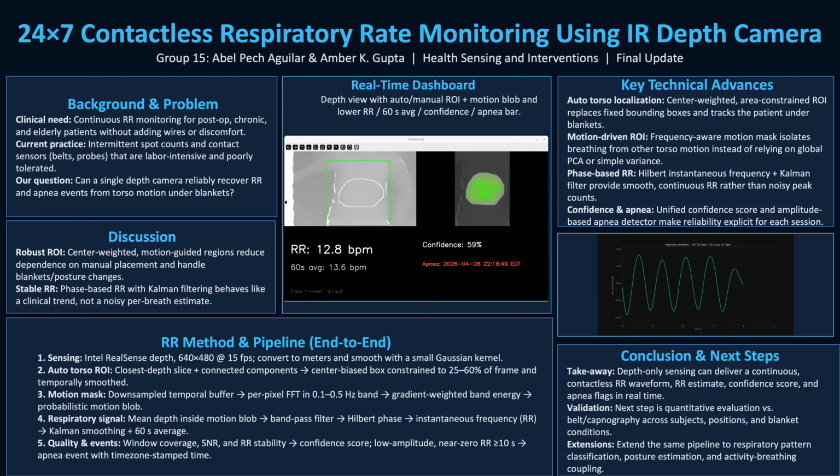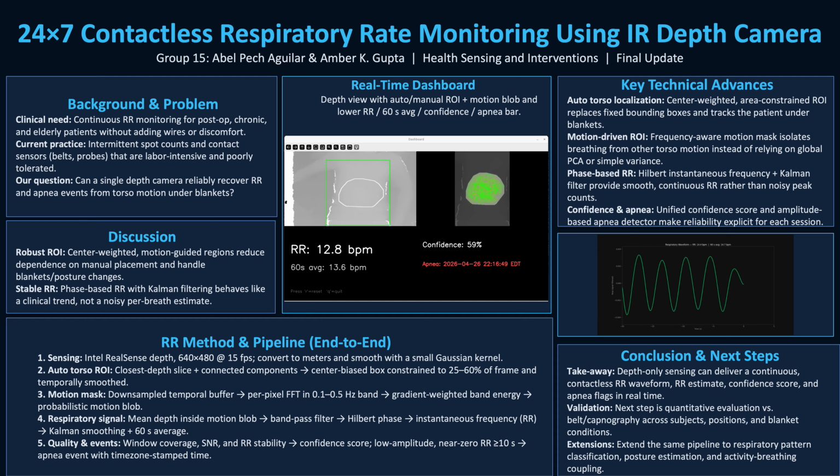Motion guided mask. Within that box, we keep a downsampled temporal buffer and compute an FFT at each pixel. We integrate energy in the 0.1 to 0.5 Hz respiratory band, weighted by spatial gradients, and get a frequency-aware motion map where real breathing stands out from flat regions or random motions. Thresholding and connected components give a breathing blob, and we smooth it over time as a probability mask. That's the non-rectangular region you see inside the box.